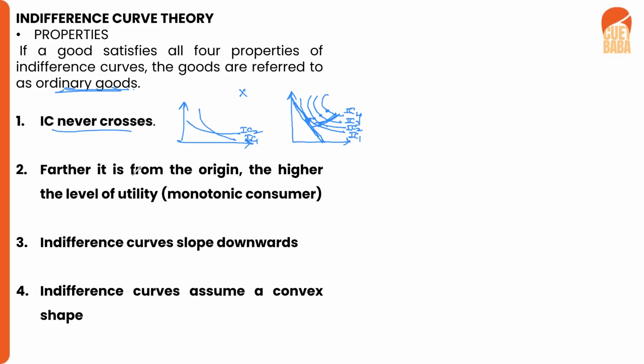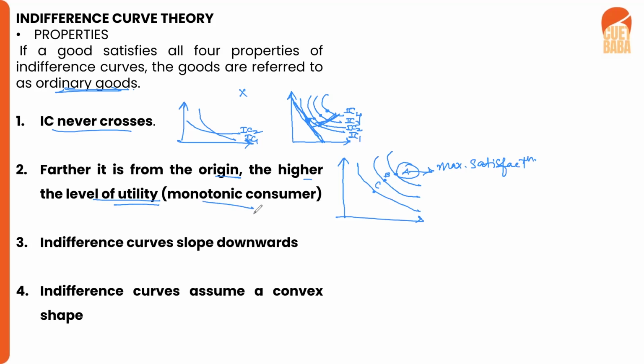Okay, second, the farther it is from the origin, the higher the level of utility. So as shown in the above diagram, an IC will always be increasing. So this being point A, point B and point C. So here point A will give the maximum level of satisfaction, and the further it is from the origin, the higher the level of utility. So this would give the maximum satisfaction. So here we can also see monotonic consumer.